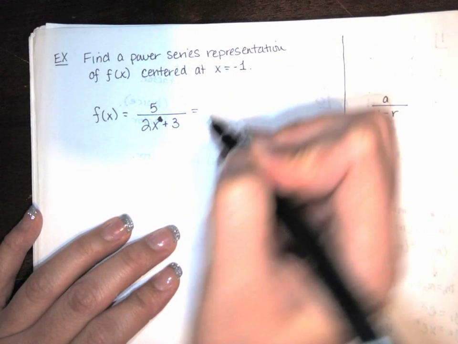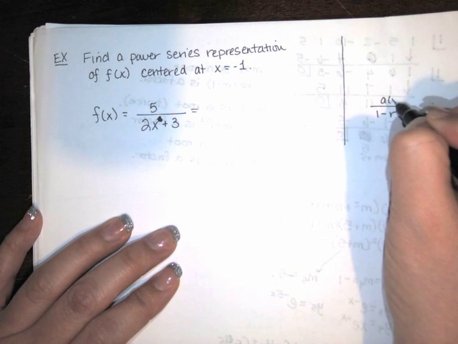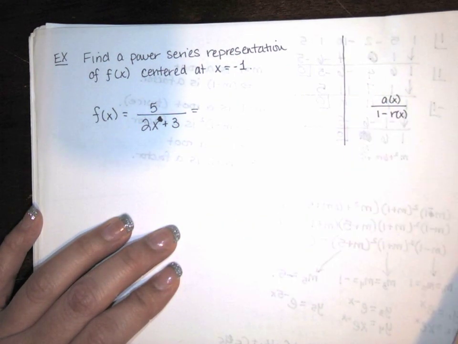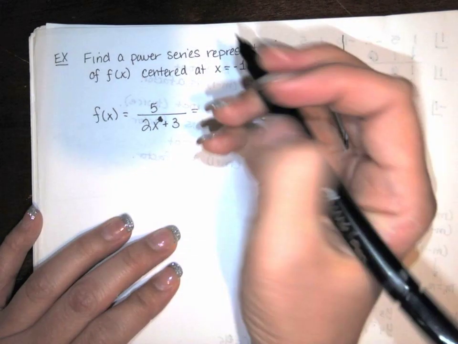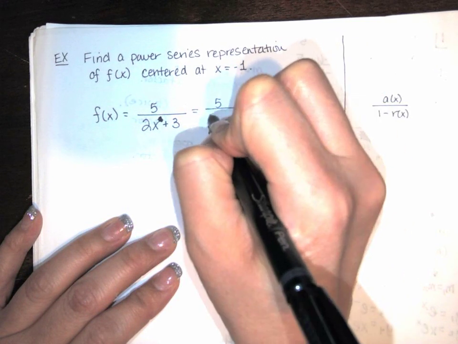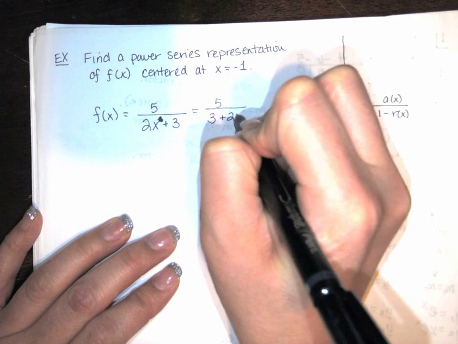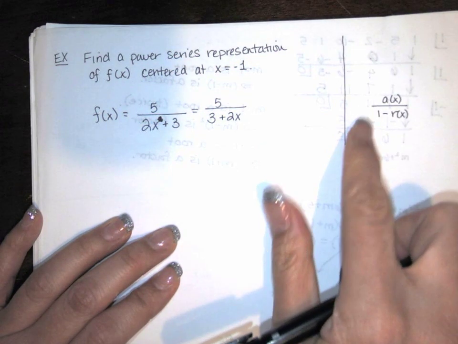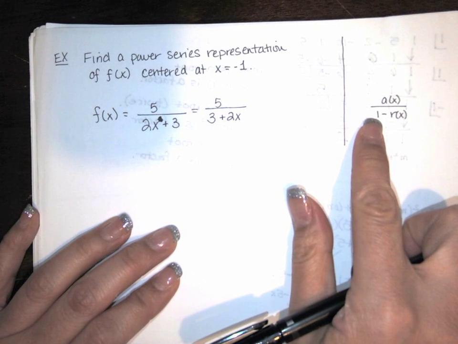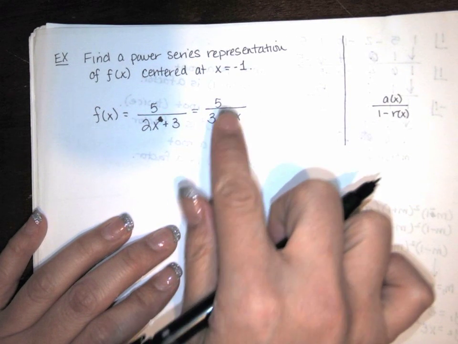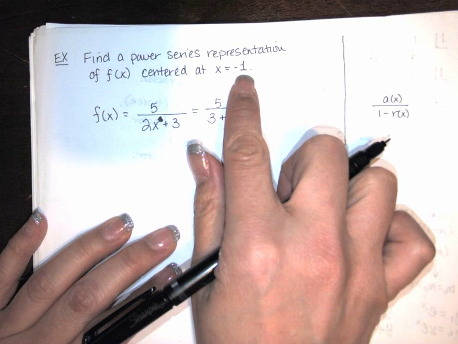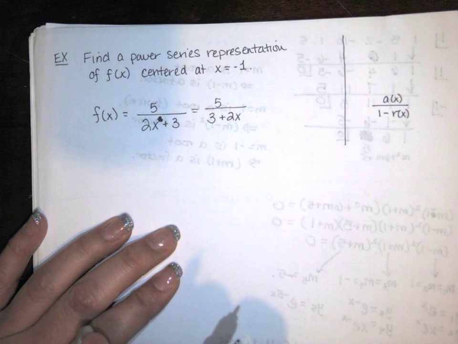So the first thing I would do is I would switch the order. A can be a function of x and r can be a function of x. And I don't want x's in the denominator, so I don't want to divide everything by 2x. I just want the constant to come first. So I'll call that 3 plus 2x. So it looks a little bit more like that with the constant over here and a function of x on the right. Now they've asked us to center this series at -1 though.